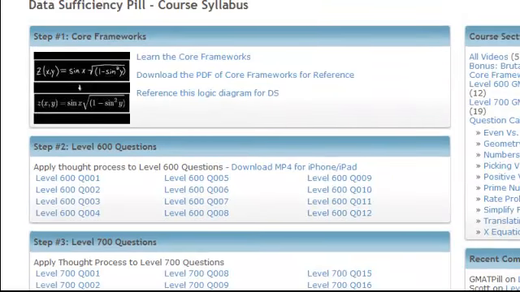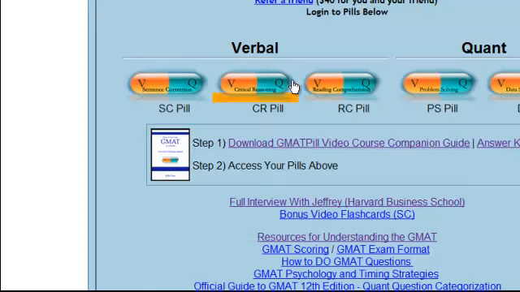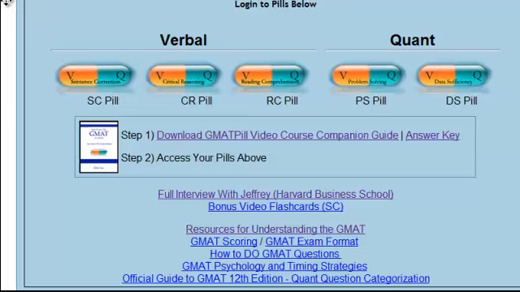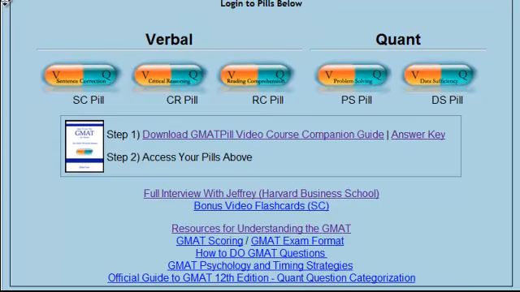So that's about what you can expect for each of the individual pills. As I said, you have about 4 to 5 hours of video on each pill, and there's one for each question type. You can buy the pills individually, but there's a pretty big discount for buying the whole thing at once, and so I would recommend that is what you do.